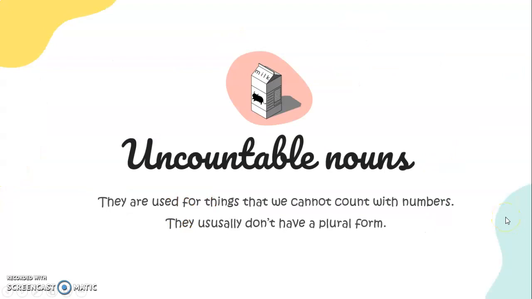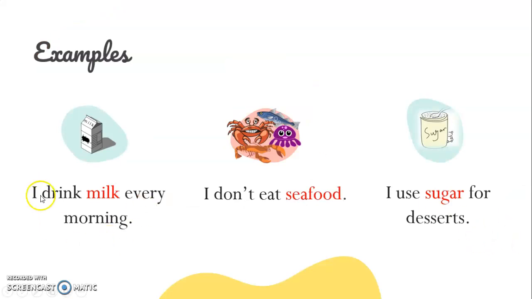Now let's move on to uncountable nouns. They are used for things that we cannot count with numbers, and they don't have a plural form. For example, I drink milk every morning. I don't eat seafood. I use sugar for desserts. In those cases, you cannot count the nouns and you cannot pluralize them. So they are uncountable nouns. You cannot say, I use 2 sugars. That's incorrect. So they are categorized as uncountable nouns.